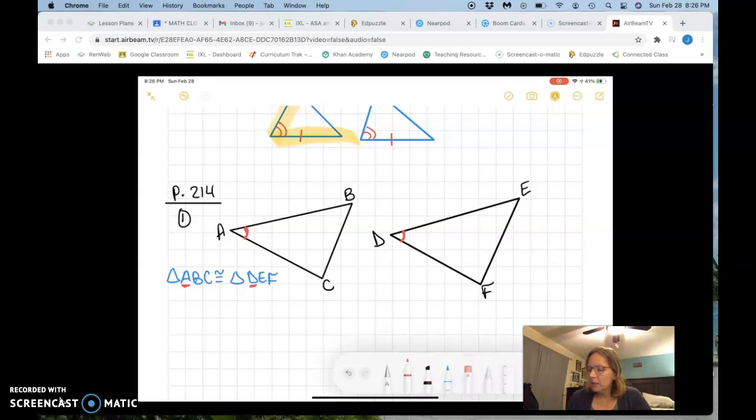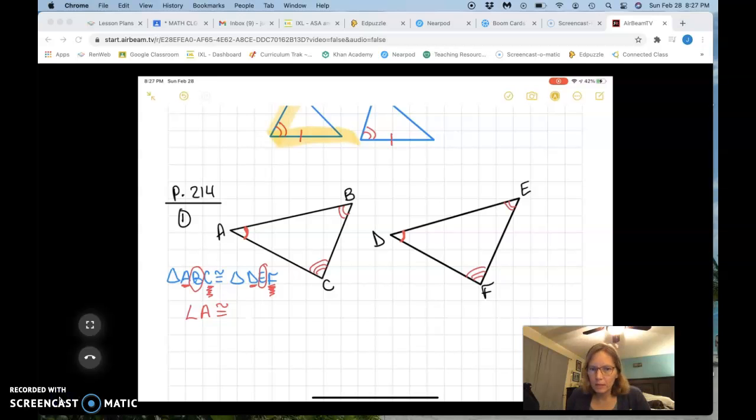So that means that B is going to be the same size as E because they're both named in the middle. And then the last letter is going to be the same size as the last letter because they're both named at the end. So now we can write those down. We can say angle A is congruent to angle D. Angle B is congruent to angle E. And angle C is congruent to angle F.